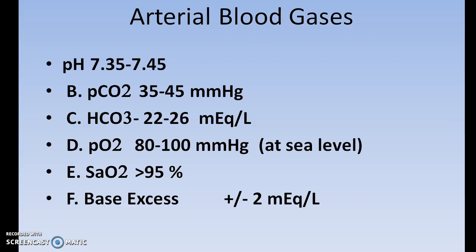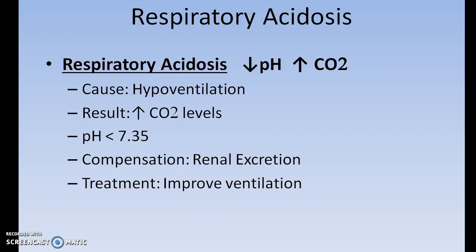We also look at our bicarb, 22 to 26 milliequivalents per liter. And then we look at the PO2, 80 to 100 millimeters of mercury, and that is at sea level. Those of us that live at a higher altitude, it would be about 85 to 100. We also want to look at our oxygen saturation at 95%. Base excess, you're going to learn more about this in fourth semester. This is plus or minus 2 milliequivalents per liter.